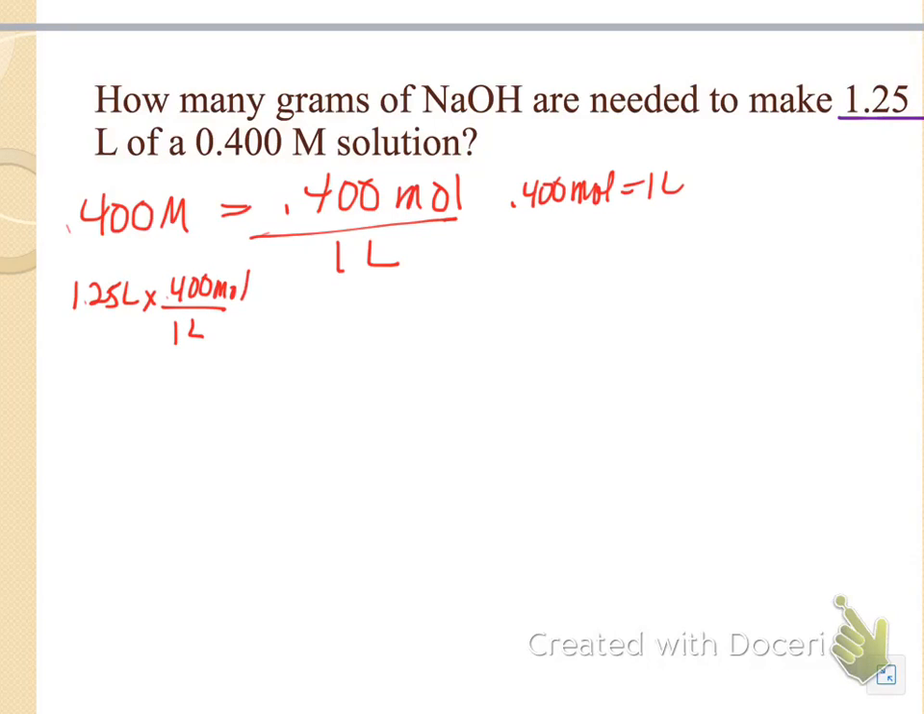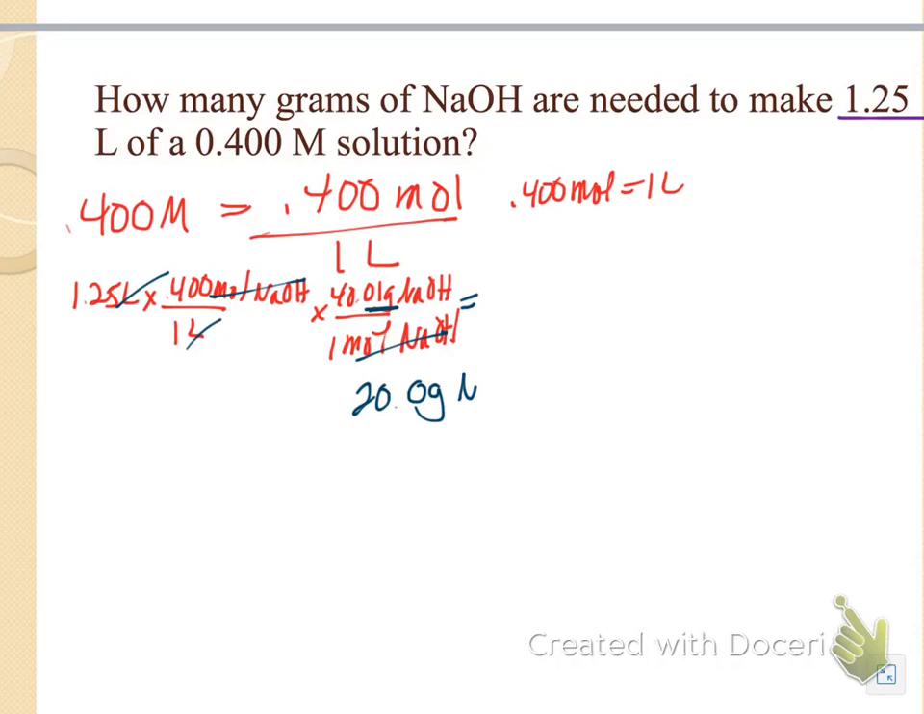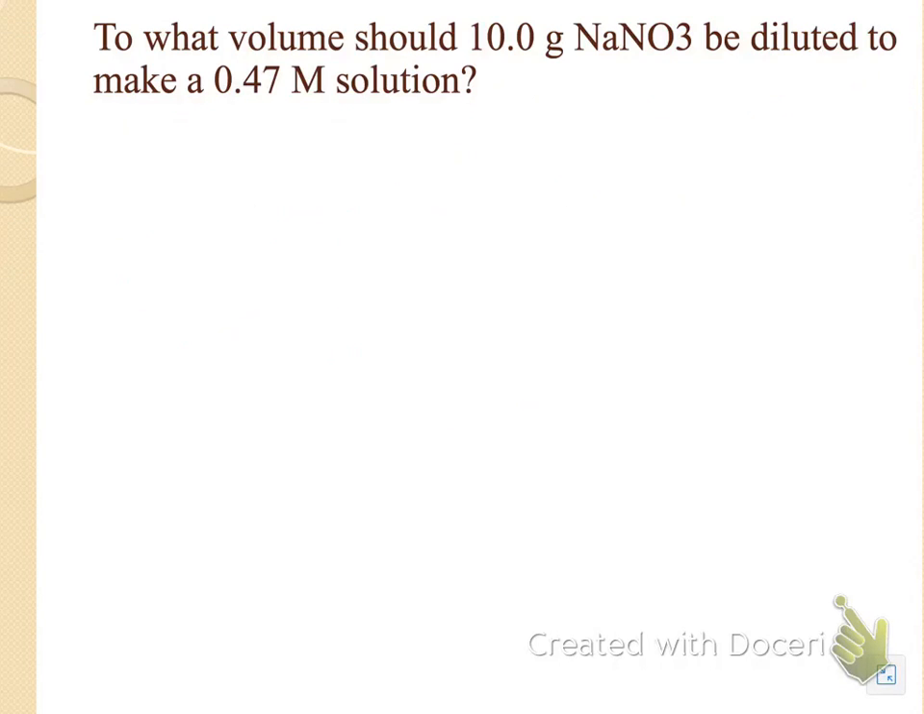And what I know is 1 liter is 0.4 moles of sodium hydroxide. And I know that 1 mole of sodium hydroxide is 40 grams of sodium hydroxide. And if I cancel things out, liters and moles of sodium hydroxide, I get 20 grams of sodium hydroxide. Okay, so you can do it all in one step when you're trying to figure out grams or liters. Okay, so here we go again.